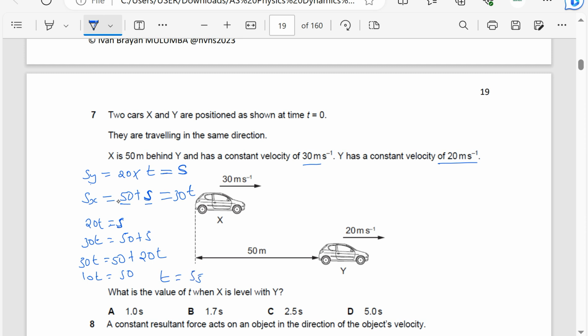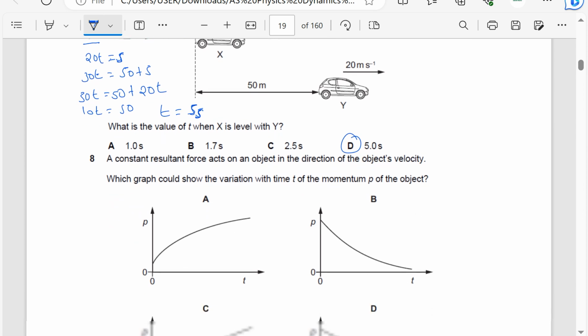So the question is, what is the value of t when X is level with Y? The answer is automatically going to be D, 5 seconds. So I said when Y travels a distance S, which is 20 times t, X must travel a distance 50 plus the distance covered by Y by the time they level. They will have traveled for the same time t, so I equated those two equations and found t as 5 seconds.